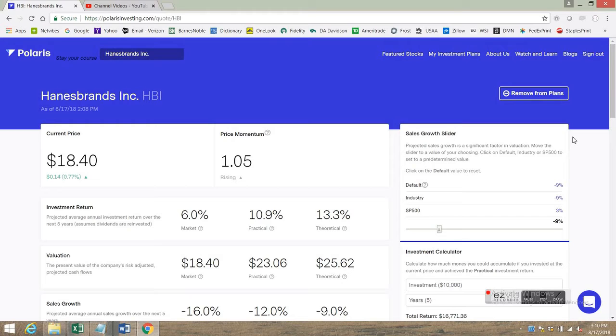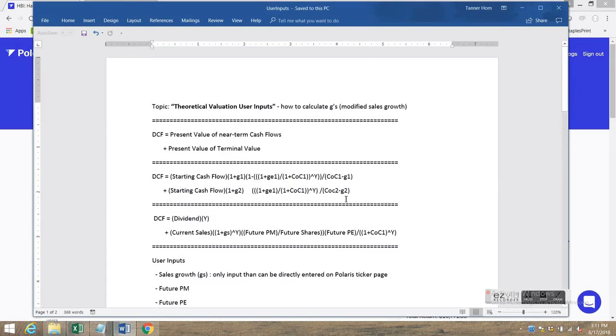But if you think that period is going to last longer or shorter, we'll also talk about how to modify the sales growth slider to accommodate that change in opinion about how long this competitive advantage period may last. So we'll be coming back to the website and showing how to make these modifications, but to remind you from previous videos, this is the formula used to calculate present value of the valuation.